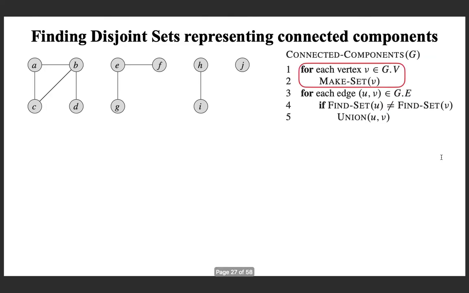And what is this algorithm doing? It says for each vertex in the vertex set, make set v. So it creates 10 sets with one element each. Each vertex is becoming a connected component. Later we have to combine vertices in each component. Okay. So to start with, it creates a singleton set for each vertex.